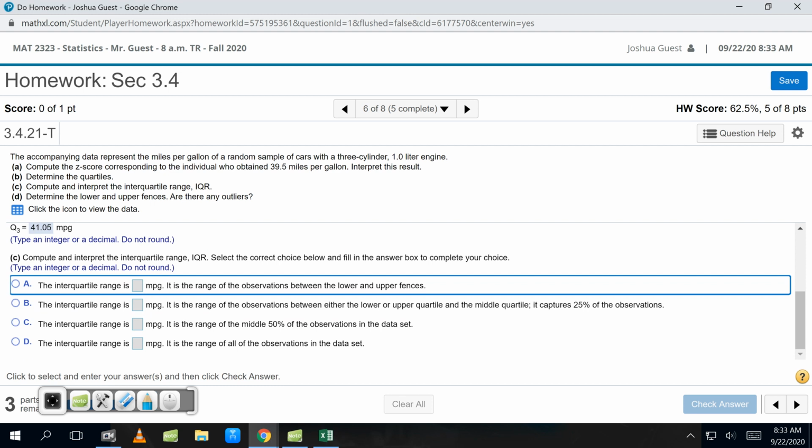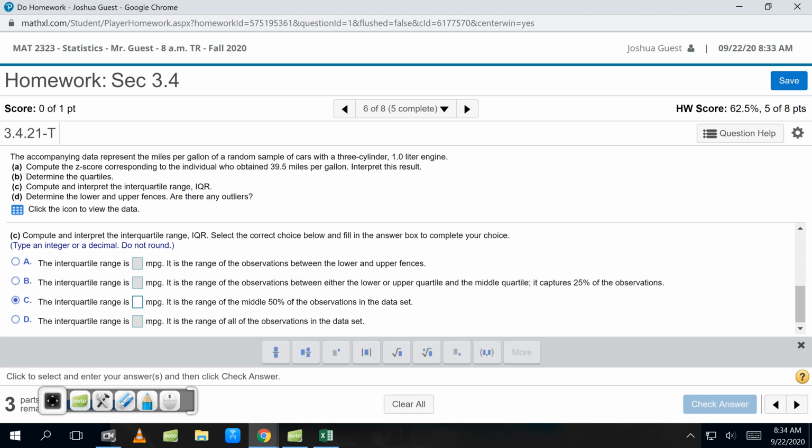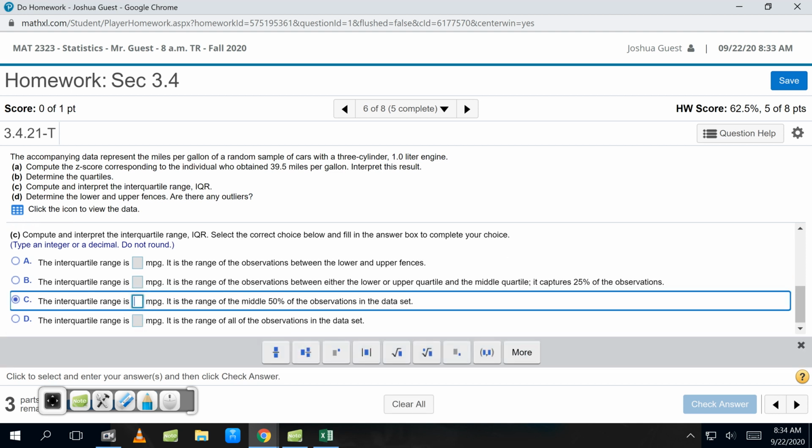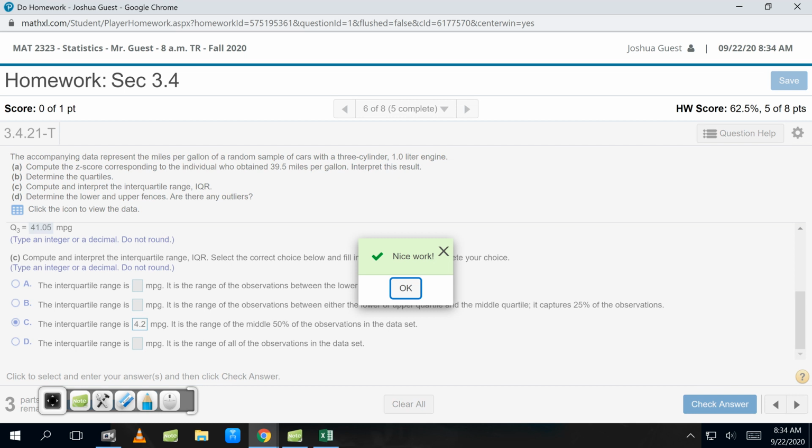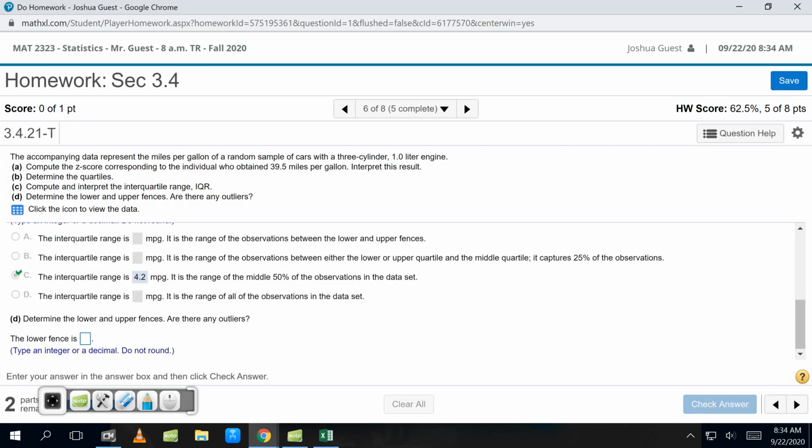And so let's see what it is. Is it the range of observations between the upper and lower fences? No. Is it the range of observations between either the lower and upper quartile and the middle quartile? No. Is it the range of the middle 50%? Yes. And it's not the range of all the data set because that's the actual range. So it's going to be this middle 50%, and we said it was 4.2. Let's see if we did that right. I didn't punch it in. I just tried to do it in my head, which got me in trouble on one of the other ones. All right, there it is. So the interquartile range is Q3 minus Q1.